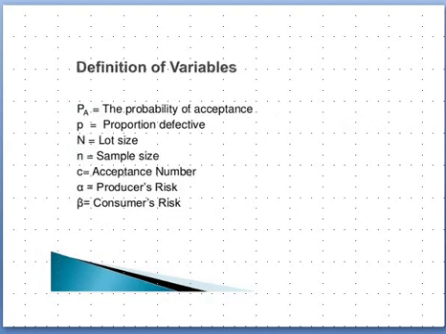Now see the various nomenclature used in the operating curve, that is, the different definitions of variables. PA is the probability of acceptance. P is the proportion defective. Capital N is the lot size, small n is the sample size, small c is the acceptance number, alpha is the producer risk and beta is the consumer risk.